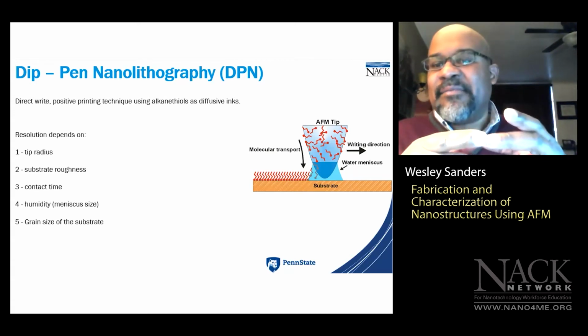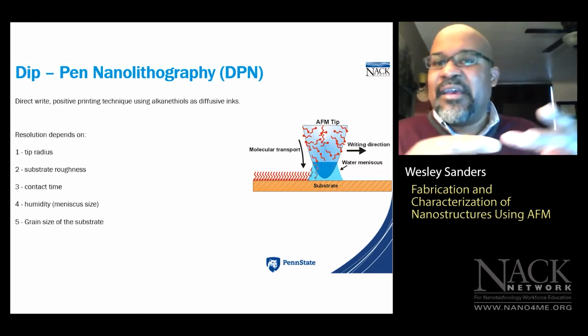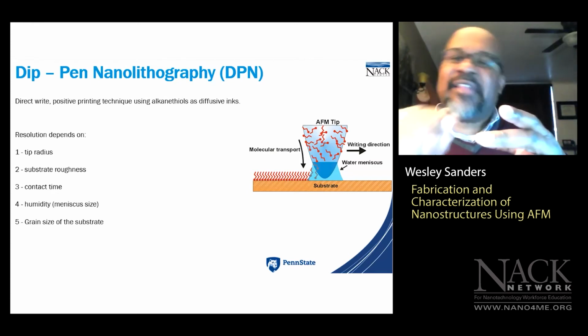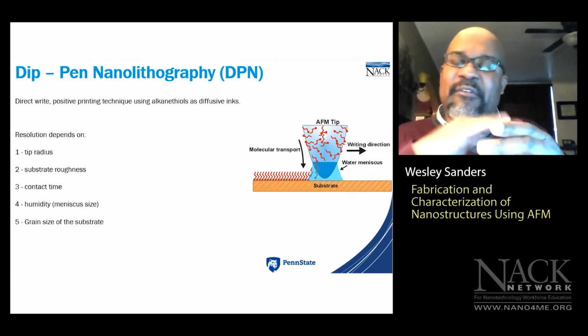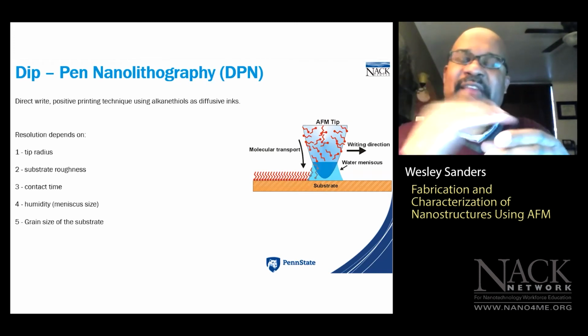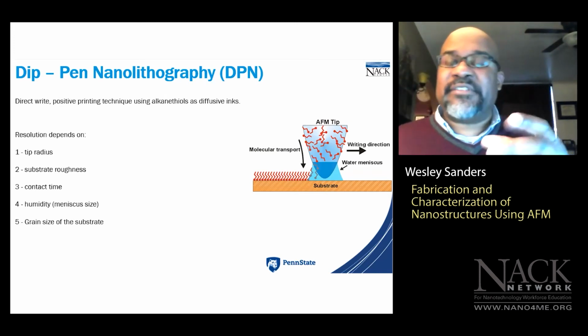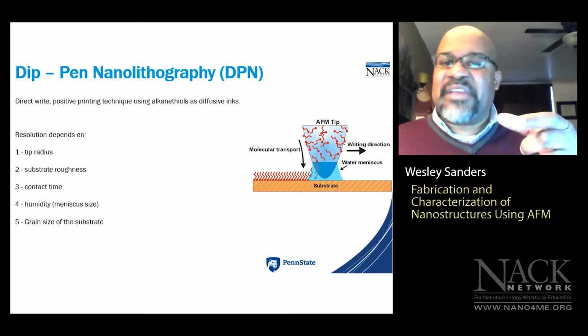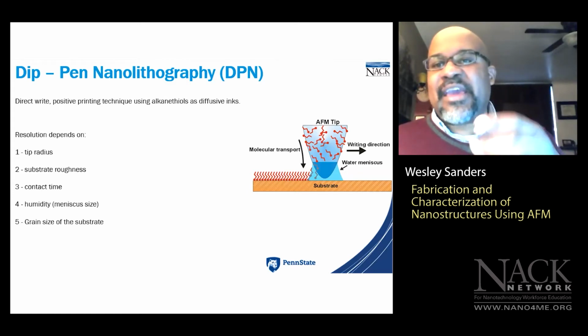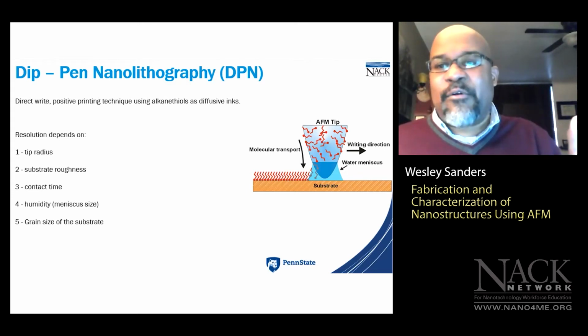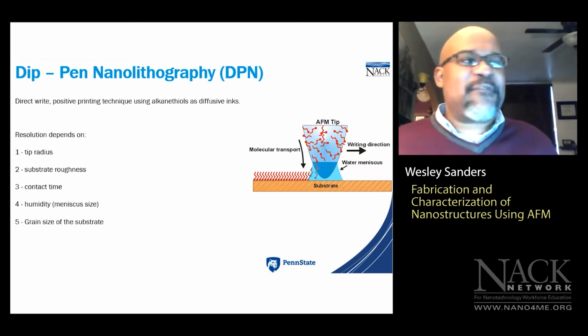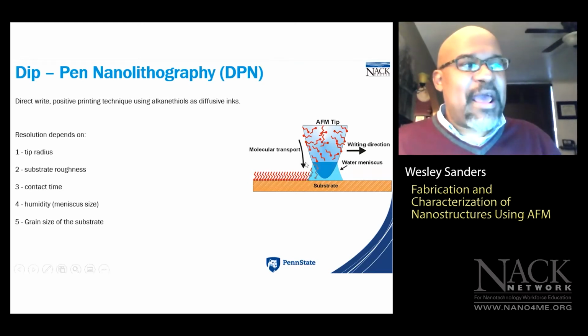Oftentimes, the substrate that's used in dip pen nanolithography involves the researcher taking a sheet of mica or HOPG, an atomically flat surface, and evaporating gold onto it using a metal evaporator or sputter coating. They evaporate gold on the surface of the mica or the HOPG. So in that particular case, you have an atomically flat gold surface, relatively free of defects, that will allow the alkane thiols to effectively stick to the gold surface.